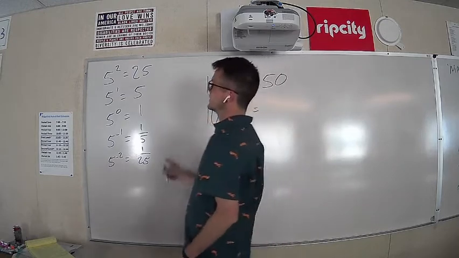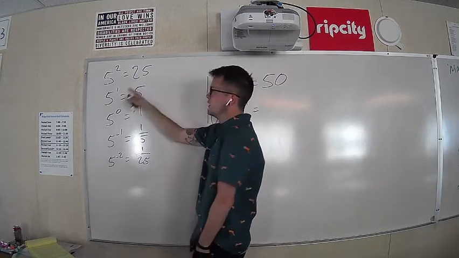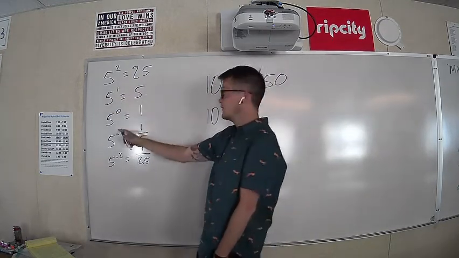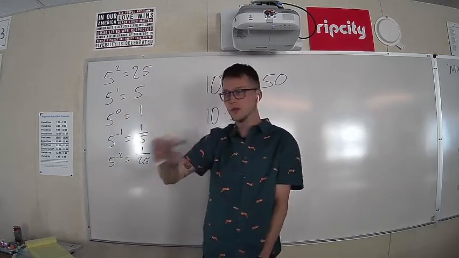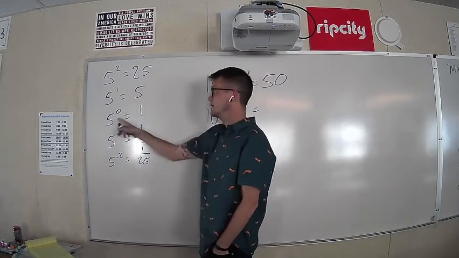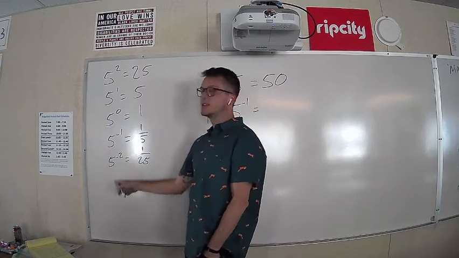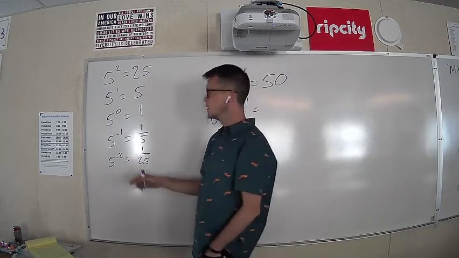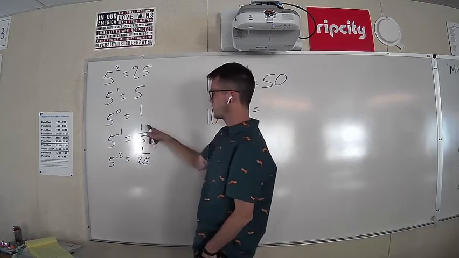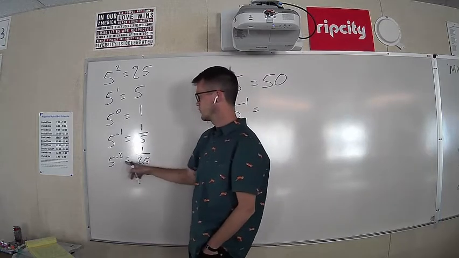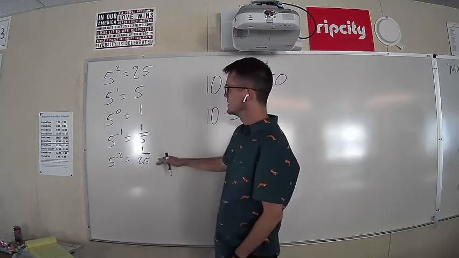So I have these listed here. I have 5 squared is 25. 5 to the first power is 5. 5 to the 0th power, you may not remember this, but it is indeed 1. Anything to the 0th power is 1. And then we get to the negatives. This is where it gets a little bit weird. 5 to the negative first power is 1 over 5, and 5 to the negative second power is 1 over 25. You see some symmetry here.